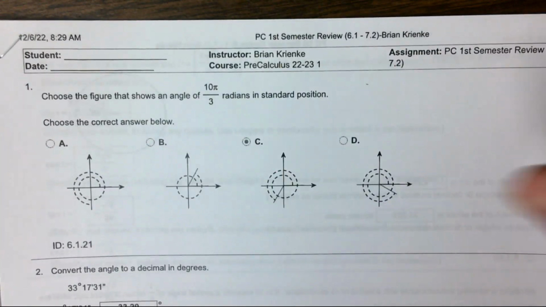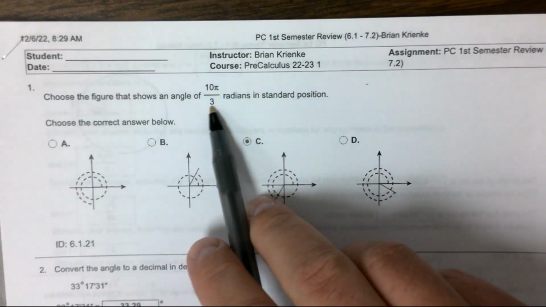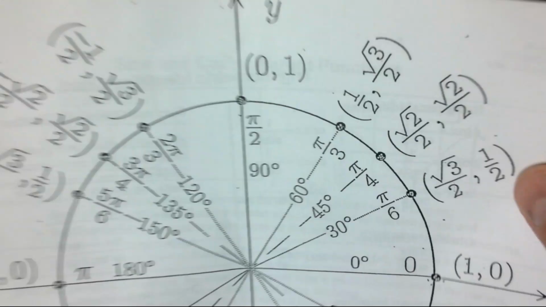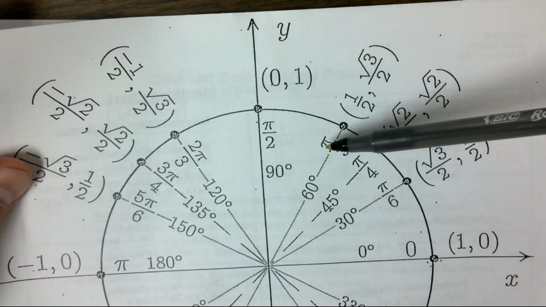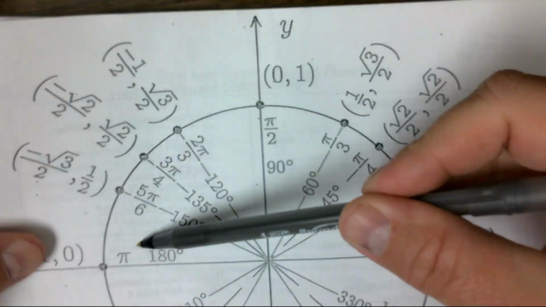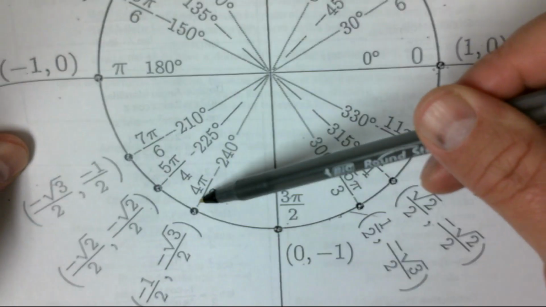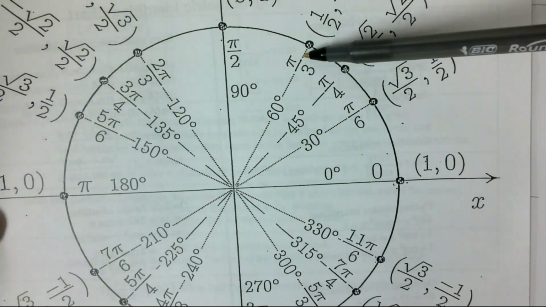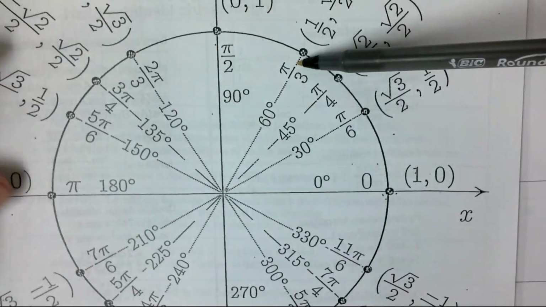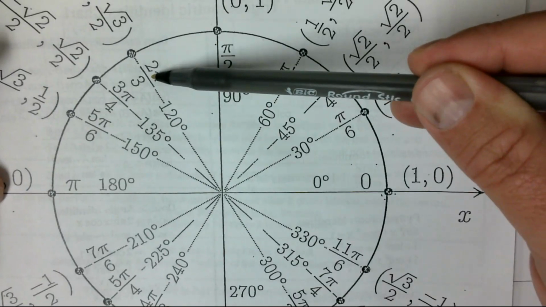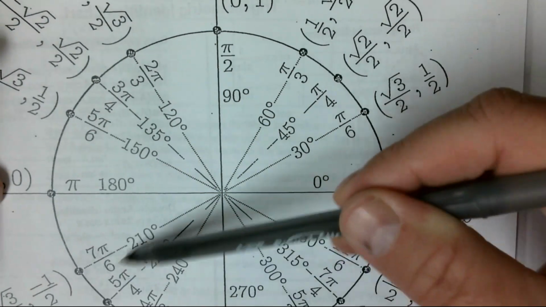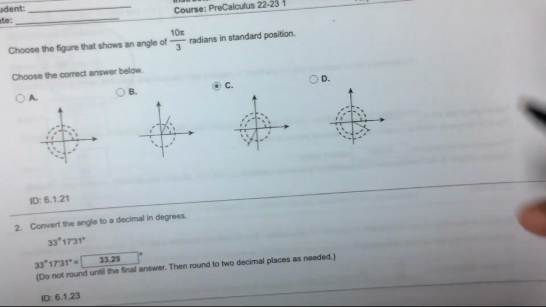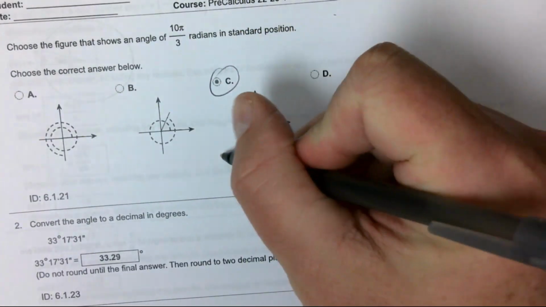To start with, it says choose the figure that shows the angle 10 pi thirds. Well, one thing you can do is you can just count with your unit circle: 1 pi thirds, 2 pi thirds, 3 pi thirds, 4 pi thirds, 5 pi thirds, 6 pi thirds, 7 pi thirds. You want 10, 8 pi thirds, 9 pi thirds, 10 pi thirds. And so that's right there at 7 pi over 6. And so that'd be this answer at 7 pi over 6.